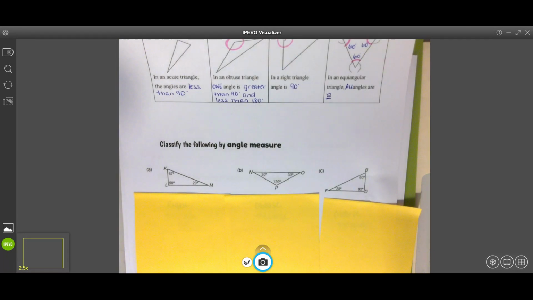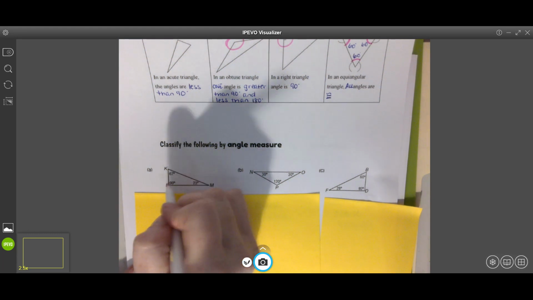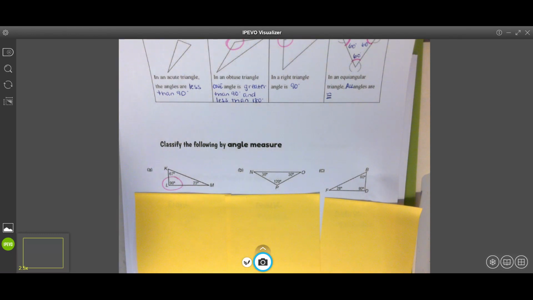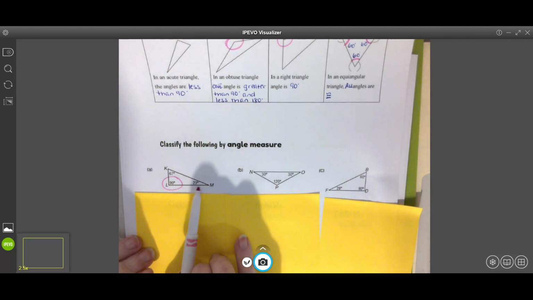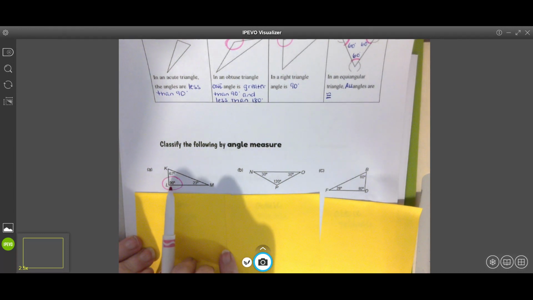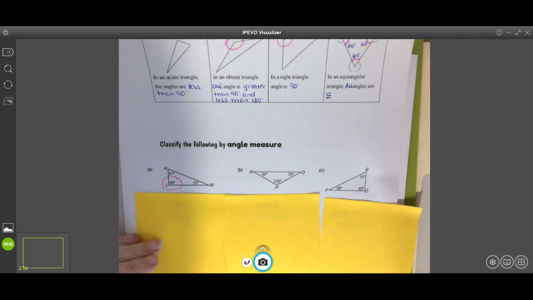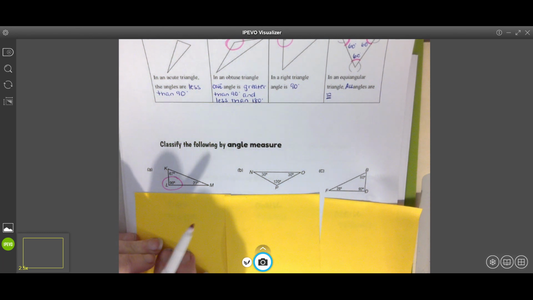So in our first example, in letter A, we have 3 angles given in triangle KLM. The first thing I see right away is 90 degrees. So right off the bat, I can conclude that this triangle is going to be considered a right triangle. It doesn't matter that these 2 are smaller than 90. Because I have one angle that is 90 degrees, it automatically is classified as a right triangle.